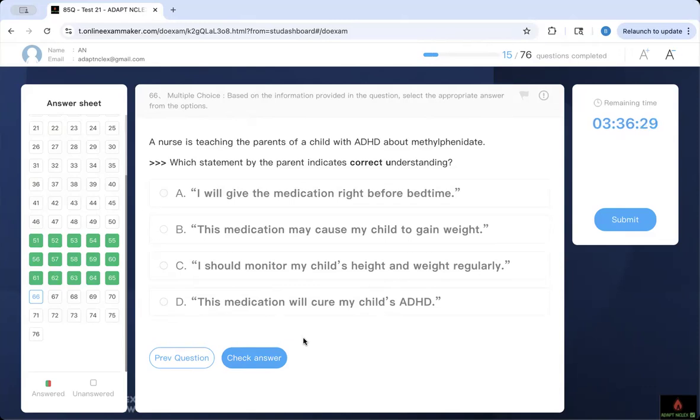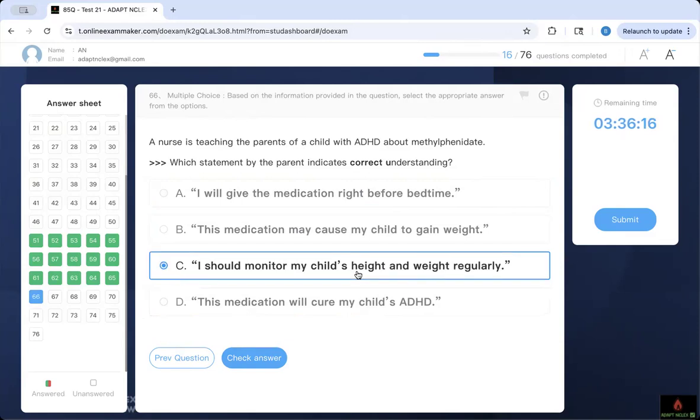It's a stimulant. Stimulant, what do they do? Don't give it in the evening. You're not going to eat. You're going to lose weight, not gain weight. Because of that, we've got to check your weight and your height. And of course, we are not curing you from this.